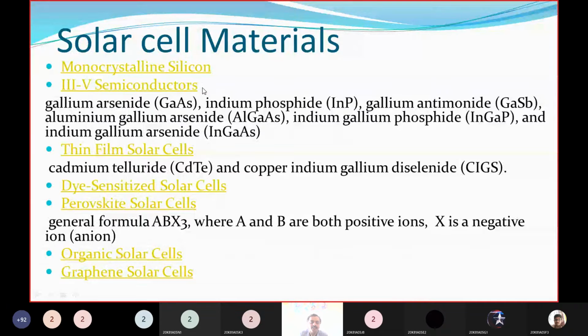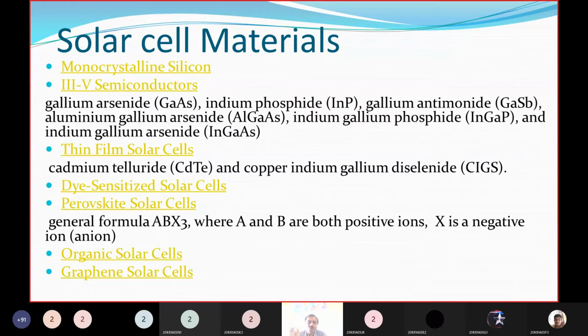These semiconducting materials generally we call compound semiconducting materials. For preparing solar cells we can use these compound semiconducting materials also. Gallium arsenide, indium phosphide, gallium antimonide, aluminum gallium arsenide, indium gallium phosphide, and indium gallium arsenide. So we can use so many combinations also.